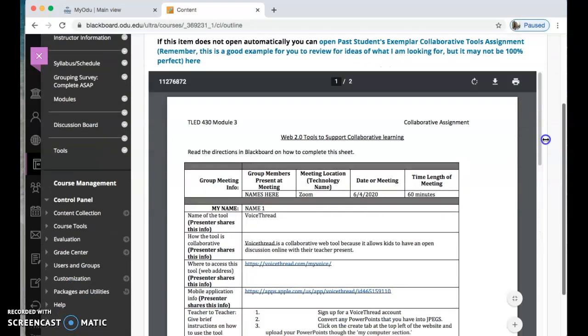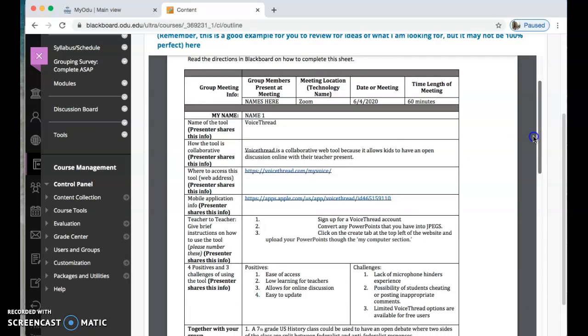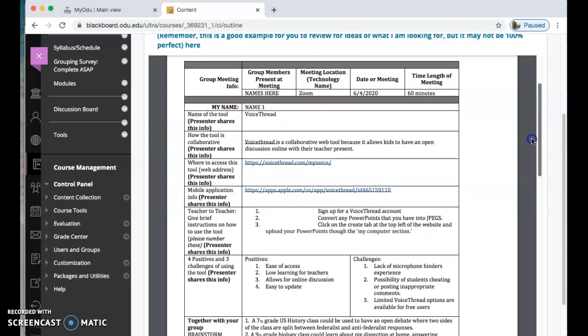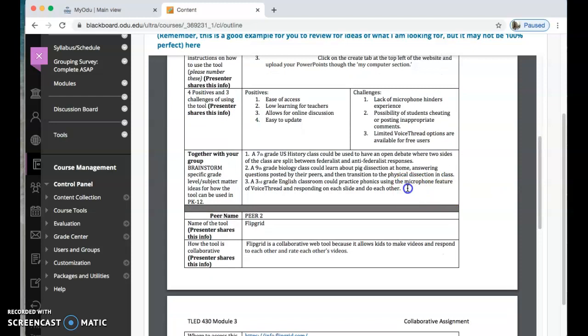This is from last semester. So this first person shows VoiceThread. Big VoiceThread user myself. It's a great collaborative tool. Lots of info here. But the area that I often see students fail to talk about collaboration is right here, where you're supposed to come up with 3 very specific activities that demonstrate how the tool is collaborative. So it would be incorrect to say, oh, VoiceThread allows you to share a video. Right, that is the function of the tool.